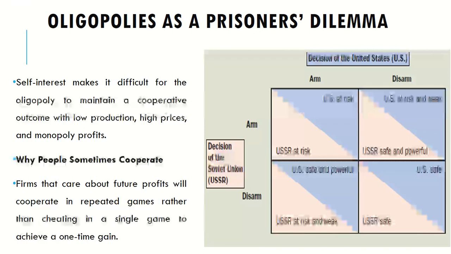Oligopolies as a prisoner's dilemma. Now we are going to explain oligopolies as a prisoner's dilemma by taking self-interest. Self-interest makes it difficult for the oligopoly to maintain a cooperative outcome with low production, high prices, and monopoly profits.